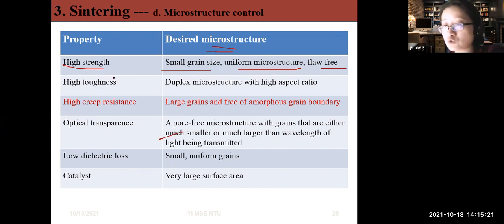because we haven't explained toughness that much yet. I'm going to explain next week, so forget about this one first. Then there's high creep resistance. If you want your material to have very high creep resistance, make sure you have large grains and are free of amorphous grain boundaries.